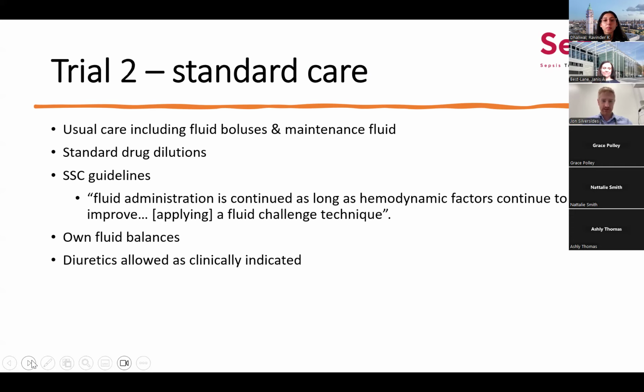Yeah, we would like you to do as you normally do. You're allowed to use diuretics if that's what you normally do. That's fine. We'd like you generally not to target a specific negative fluid balance unless there's a clinical indication to do so. Okay, next slide.